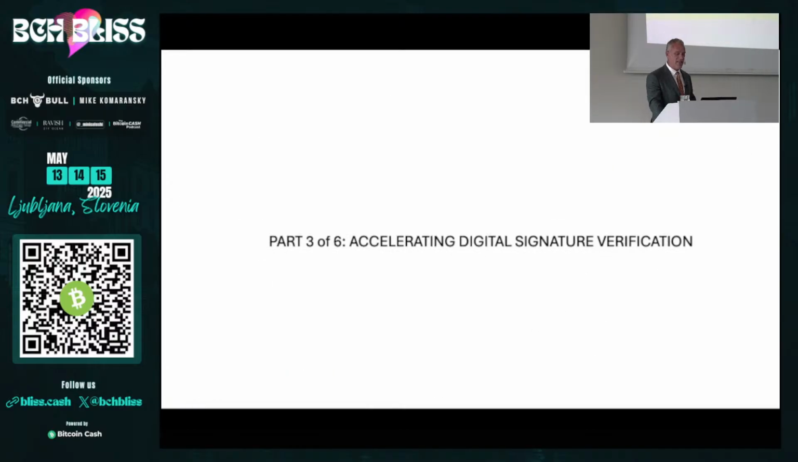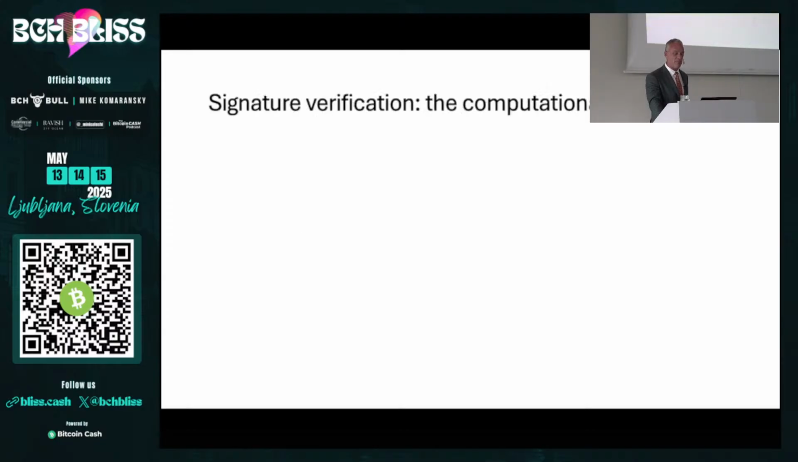So part 3 of 6, accelerating digital signature verification. Nowadays we have fantastic ASICs for doing SHA-256. Unfortunately, that doesn't help us to scale Bitcoin, because digital signature verification is the computational bottleneck, not hashing.